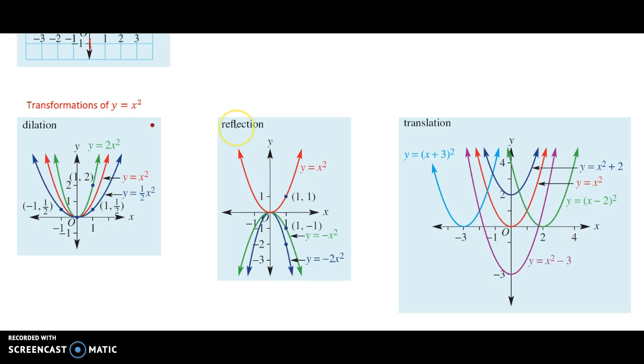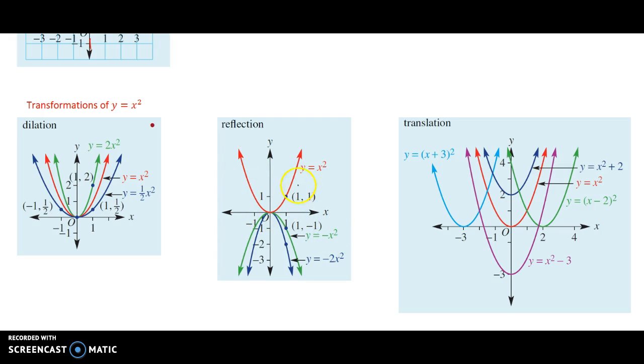Now the reflection just changes that original parabola that we looked at, y equals x squared, which had a minimum turning point. It changes it to a maximum turning point. So it just flips the parabola. It reflects the parabola.